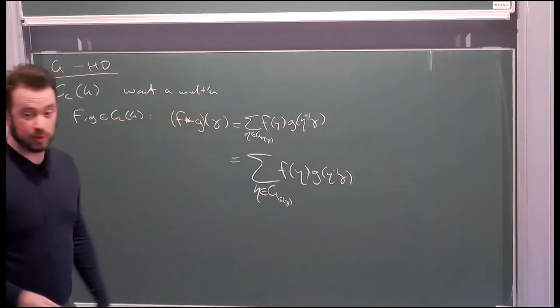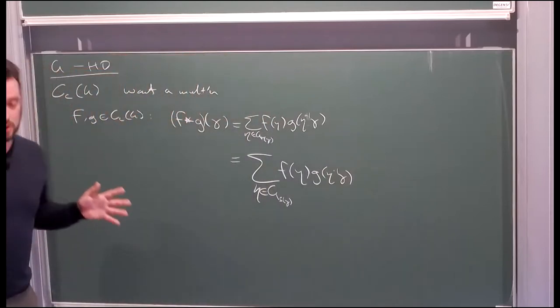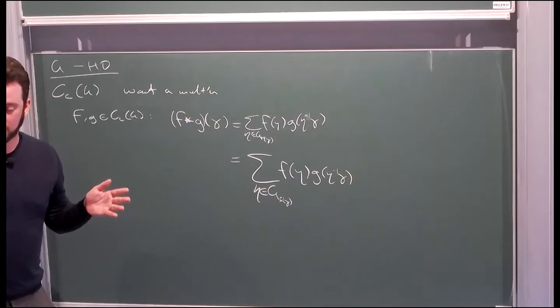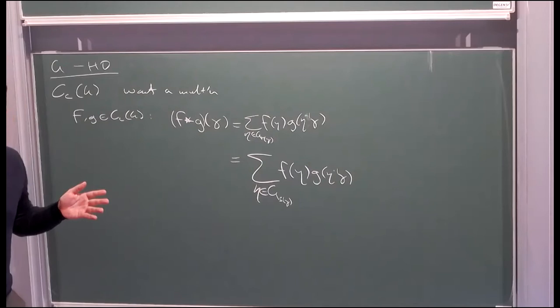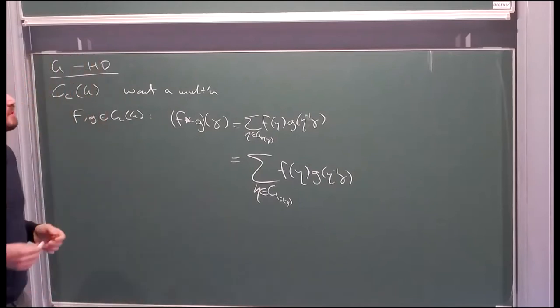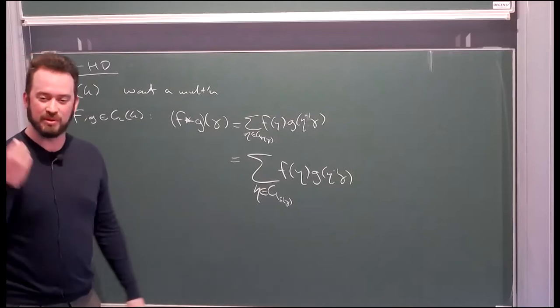Okay. This gives you an associative multiplication. Great. Please just take my word on that, because I don't want to prove associativity. And as one of my old professors used to say, proof of associativity should be done in the privacy of one's own home.